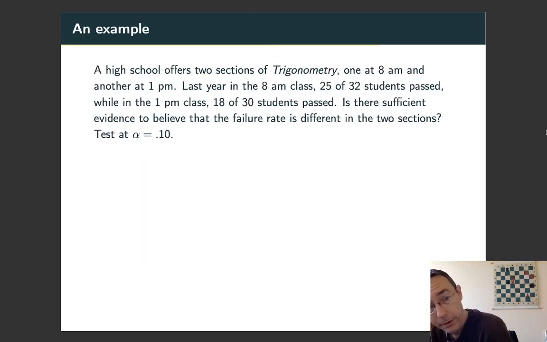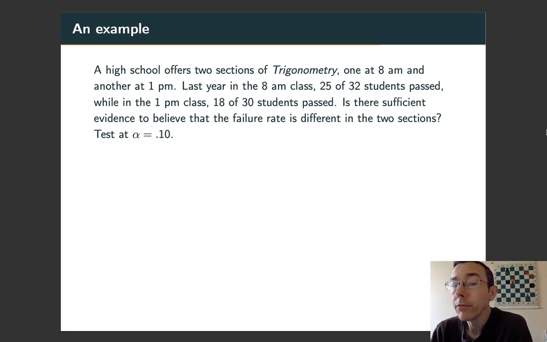Let's do an example. A high school offers two sections of trigonometry, one at 8 a.m. and another at 1 p.m. Last year, the 8 a.m. class had 25 of 32 students pass, while the 1 p.m. class had 18 of 30 students pass. Is there sufficient evidence to believe that the failure rate in the two sections is different?